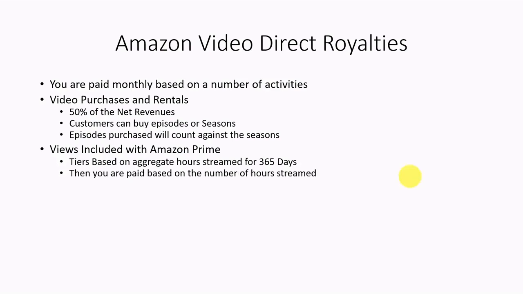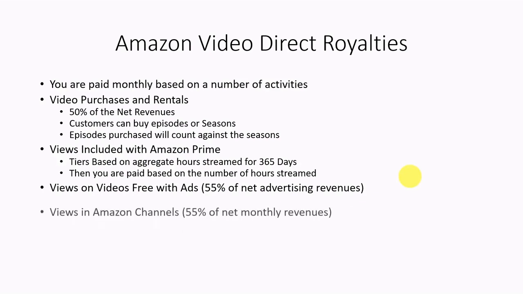Once your tier is determined, you'll be paid based on the number of hours actually streamed. So you'll have a tier, and then you'll have streaming that will take place. Again, the higher your tier, the higher the rate of pay. You're also going to be paid 55% of the net advertising revenue of individuals who've chosen to watch videos free but to have ads associated with them.